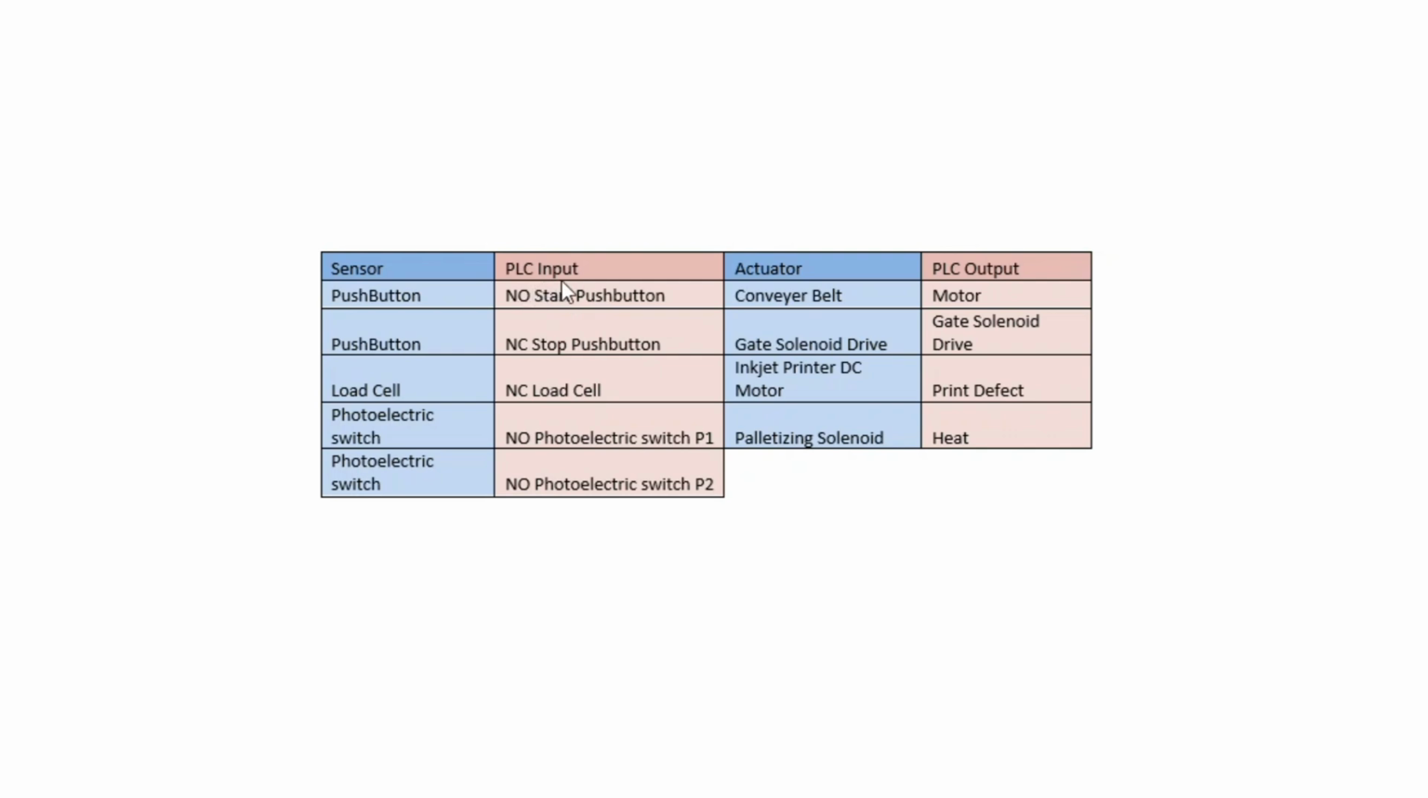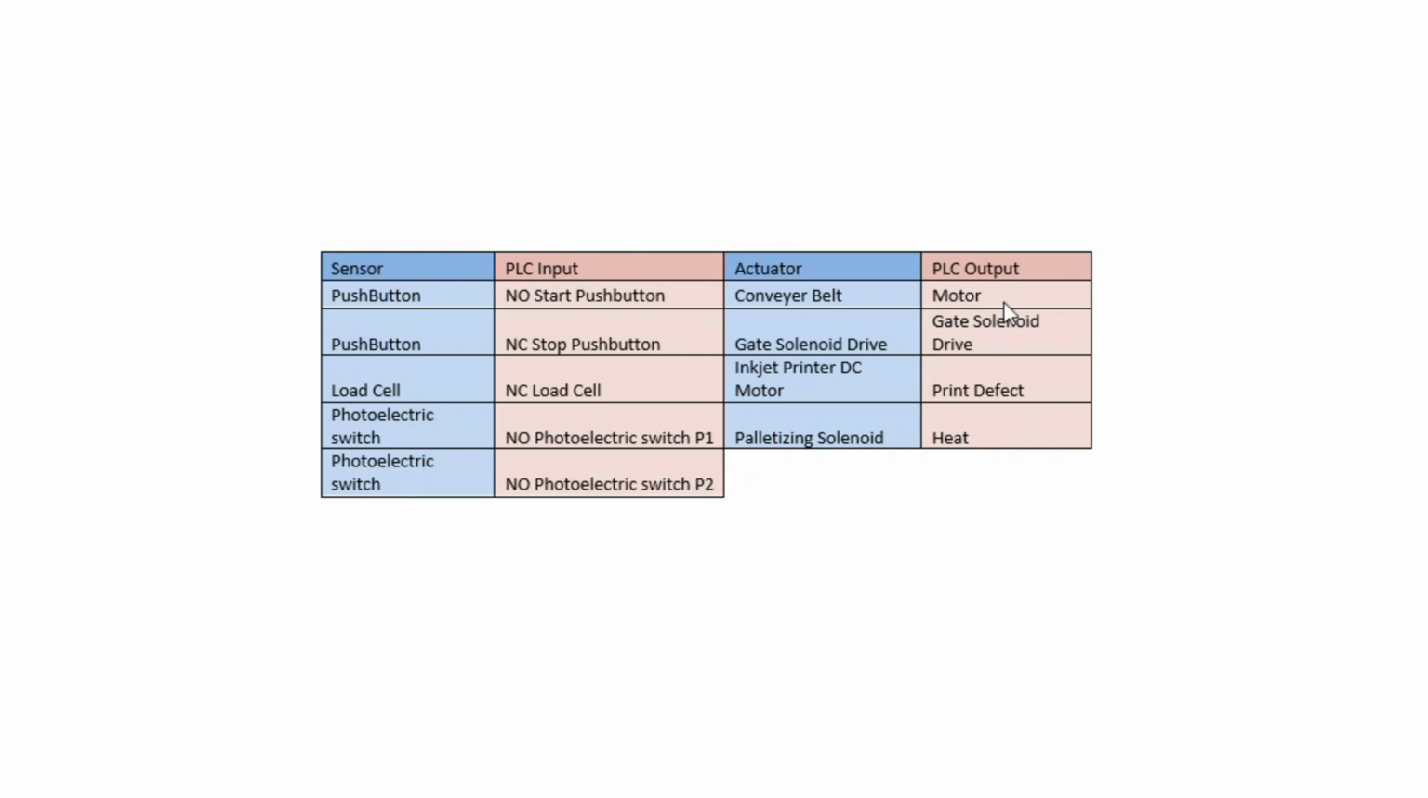Now, for the PLC input, we have a normally open start push button, which represents the push button that turns on the motor, and the normally closed stop push button, which represents the push button that turns off the motor. Also, we have a normally closed load cell, along with two normally open photoelectric switches, P1 and P2, where P1 works with the defected batteries and P2 works with the non-defected batteries.